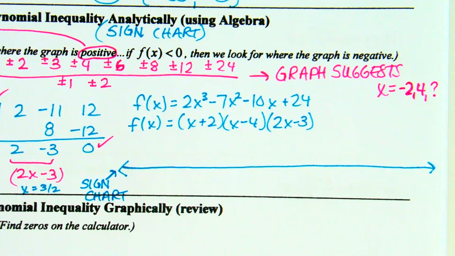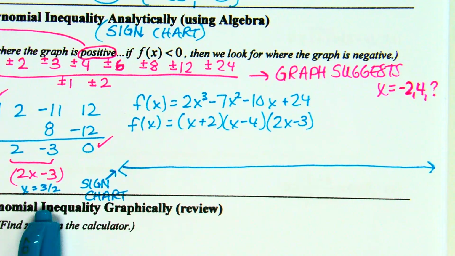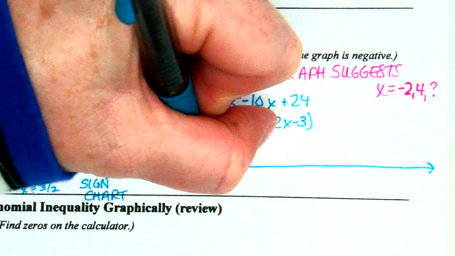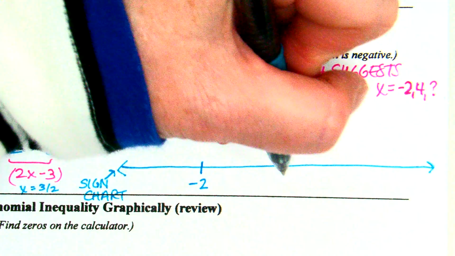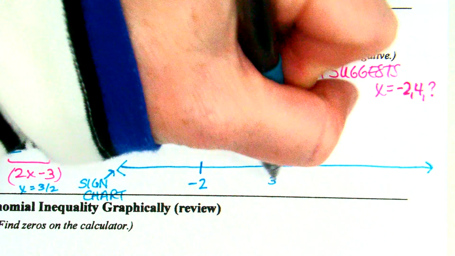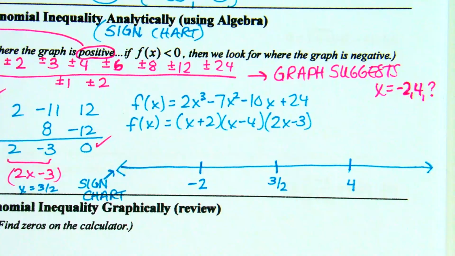Now, what numbers go on my sign chart? -2 and 4. -2, 4, and what ended up being our other one? 3 halves. Put them in order left to right. So my smallest one is -2. And just equal spacing between them. After -2, my next biggest one is 3 halves, 1.5, right? And after 3 halves, the next biggest one is 4. I don't have them technically spaced out appropriately. I have them equally spaced. Okay.